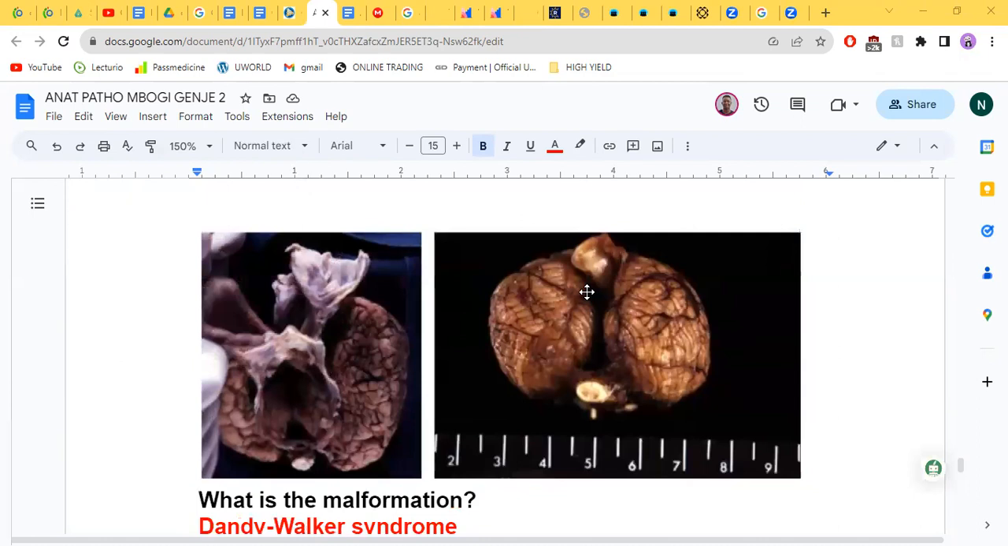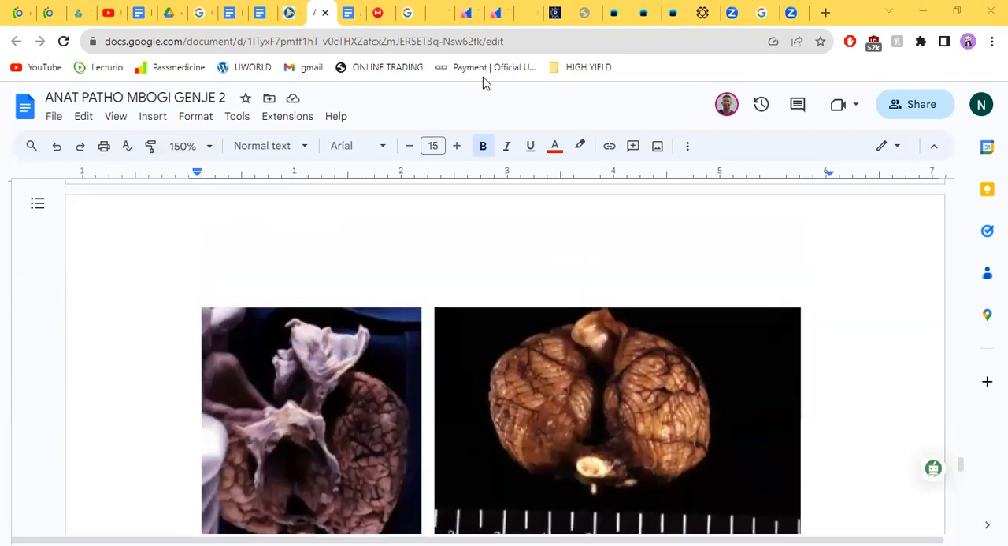Is it even compatible with life? I'm not sure. Maybe someone can tell us in the chat if it's compatible with life. Now, what is the diagnosis of the condition shown in the picture? Yes, this is Dandy-Walker syndrome. Now, what are some of the features that occur when you have Dandy-Walker syndrome?